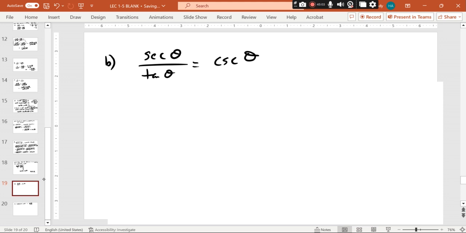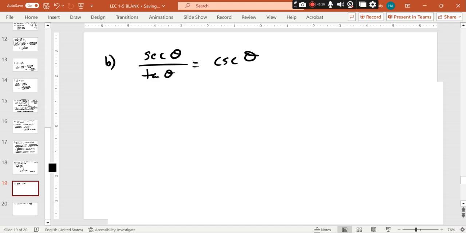All right, this one is secant theta over tangent theta. Is that the same thing as cosecant theta? I don't know, but both of them look pretty complex to me. Okay, so we're just showing that the right side and left side are the same.